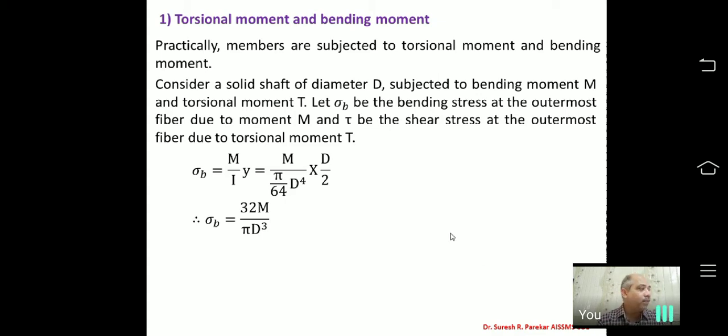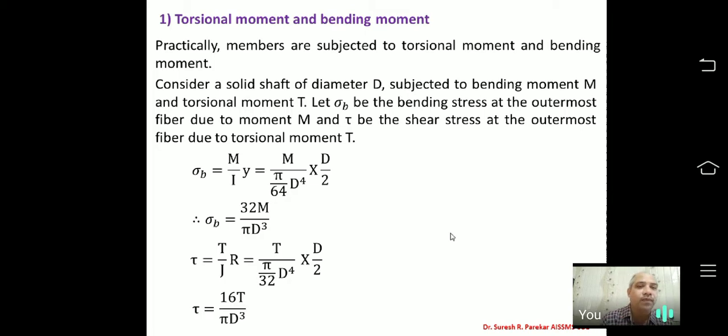Now I got this value for sigma b. Now I will go for tau, that is shear stress. And we know T by J is equal to tau by R, which is modified: tau is equal to T by J into R. Now J, we know, is pi by 32 into d to the power 4. So if I substitute these values, I will get the value of tau is equal to 16T upon pi d cube. Now I know tau, I know sigma, then we know the equation of principal stresses.